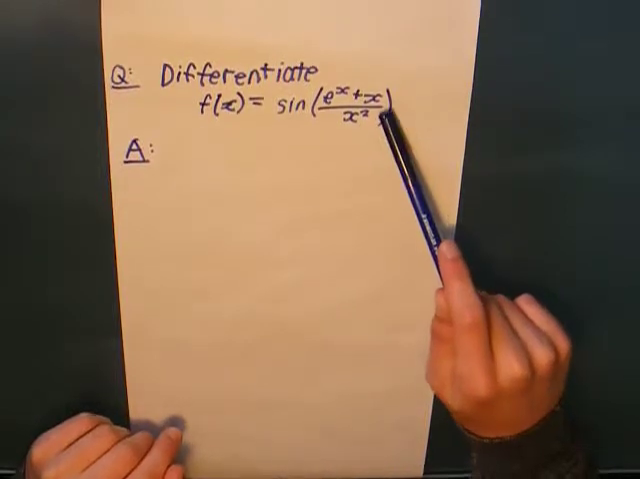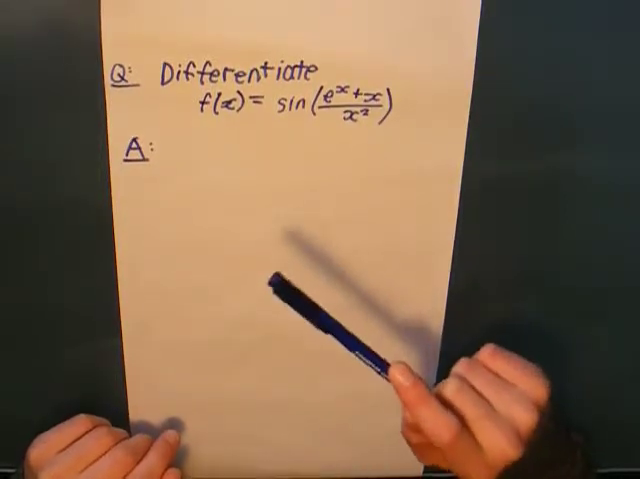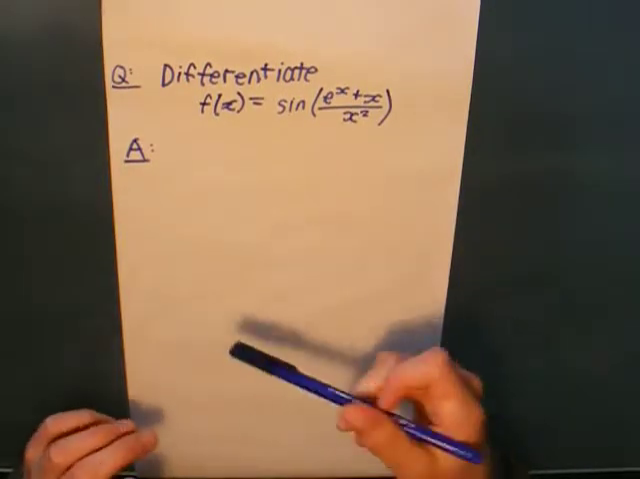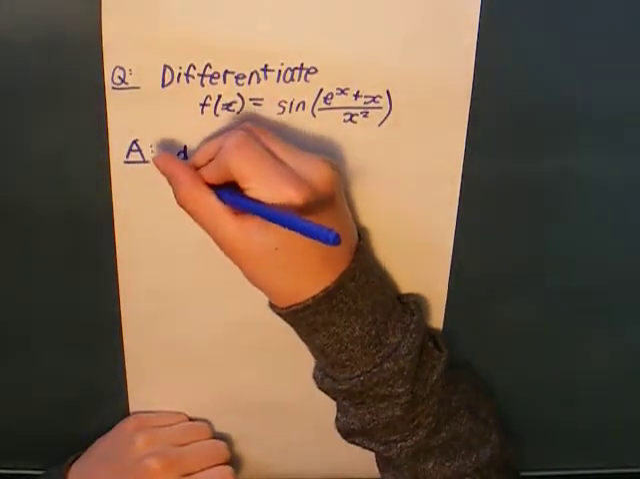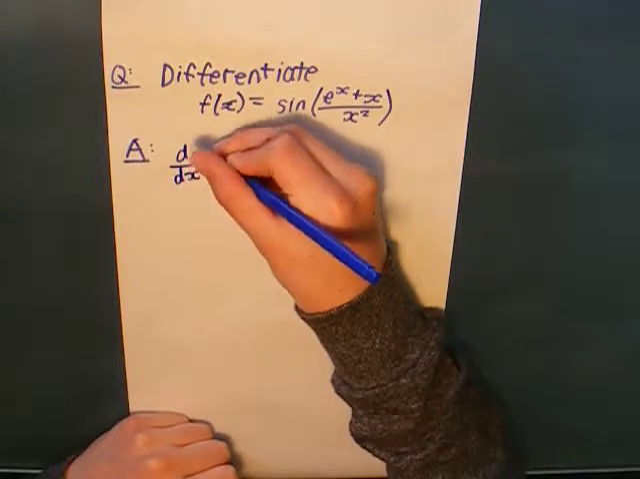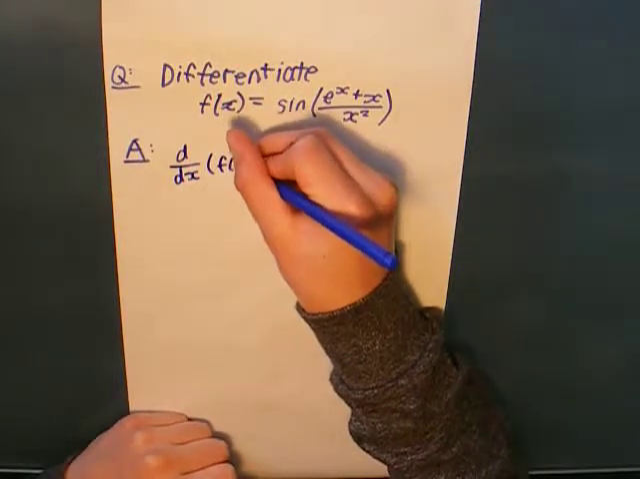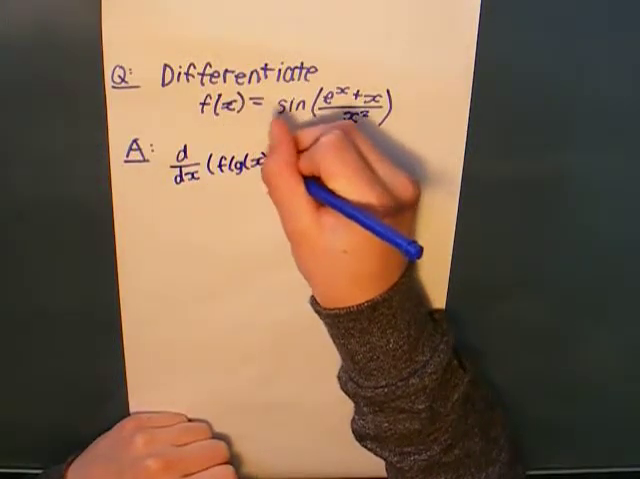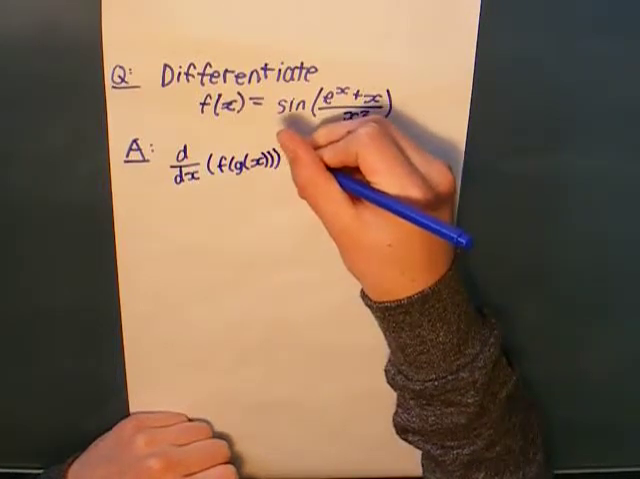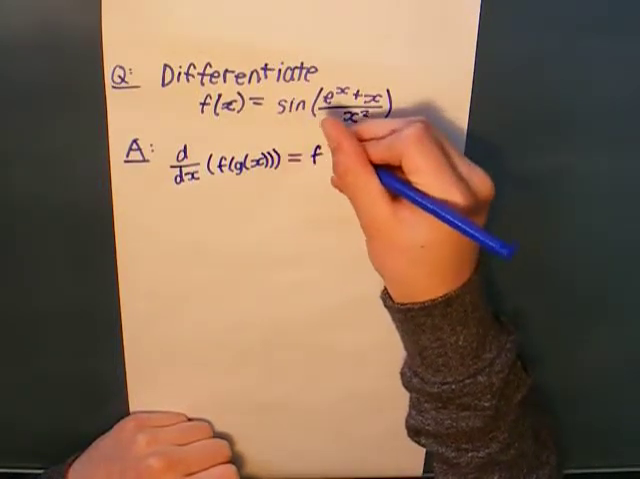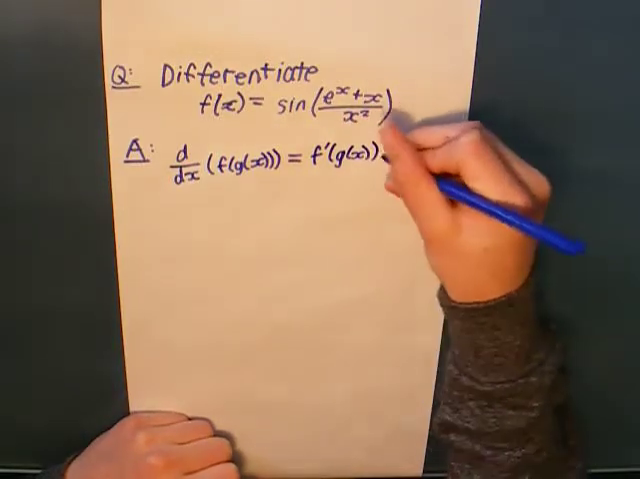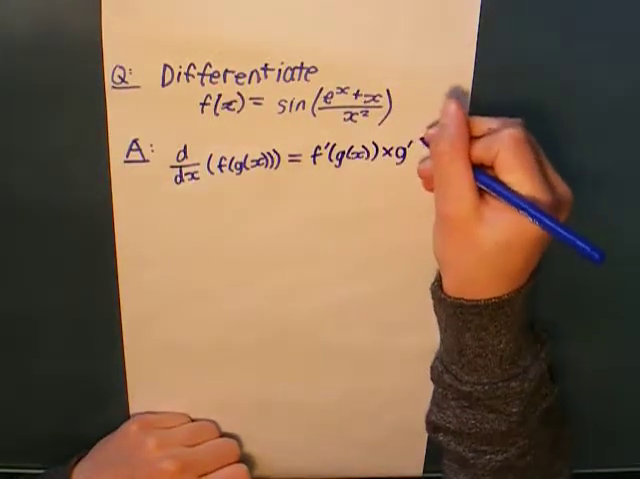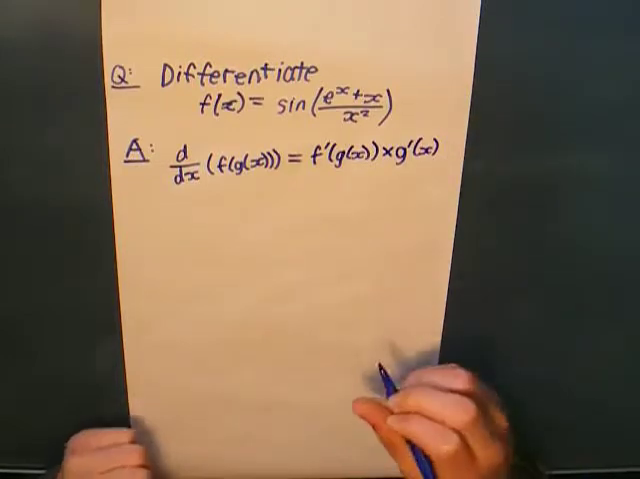Now to use the chain rule on this, the chain rule basically says that the derivative of f of g of x is f prime of g of x times g prime of x, if you understand that.